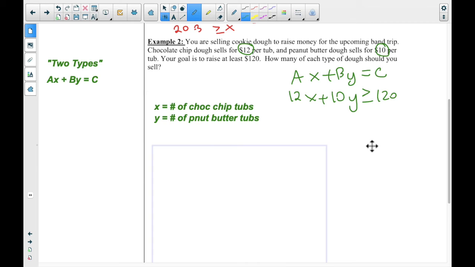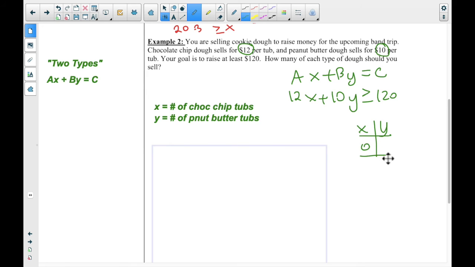Now, for this problem, there is a whole variety of answers. They're not just one answer. There's a whole range of answers. Because you're wanting to make at least that much money, you could end up making $300. You could end up making $500, whatever. So there's a lot more options. We need to graph it.